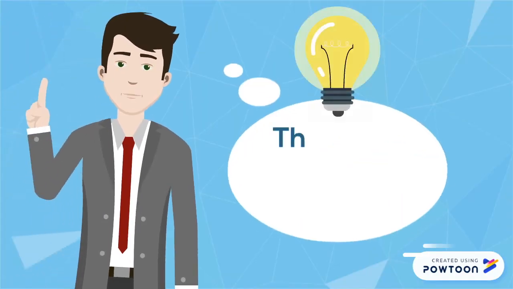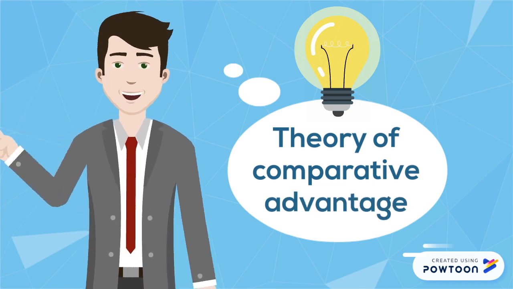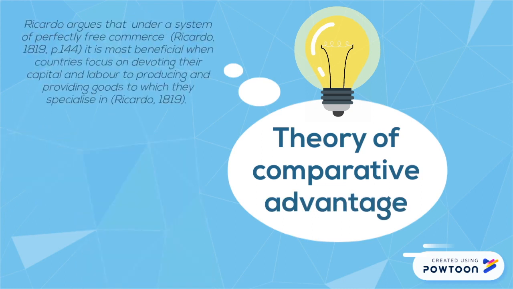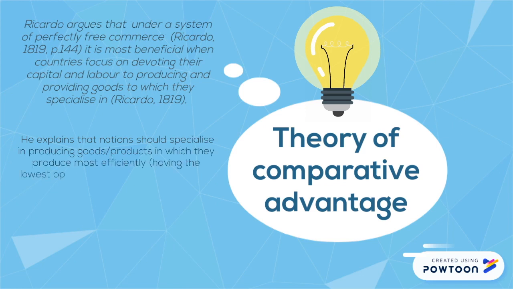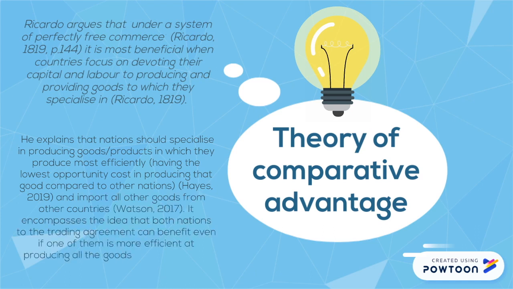Theory of comparative advantage. David Ricardo explains that a nation should specialize in producing goods or products which it produces most efficiently and import all other goods from other countries. It encompasses the idea that both nations, through a trading agreement, can benefit even if one is more efficient in producing all goods traded than the other.